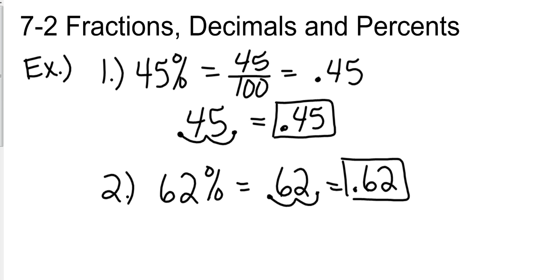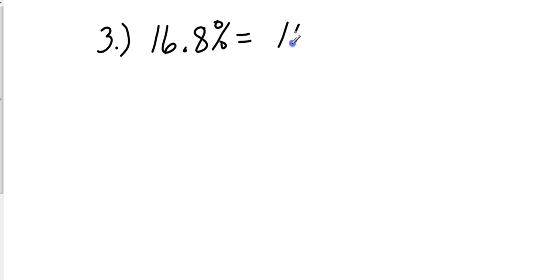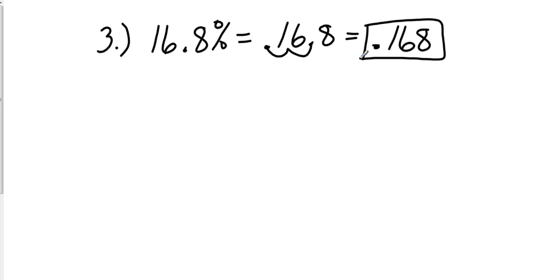Works on any number. This would be example number 3, we could have 16.8%. So that would be 16.8. And then I move my decimal over 2 places for an answer of 0.168. Or if you read that correctly, it'd be 168 thousandths.